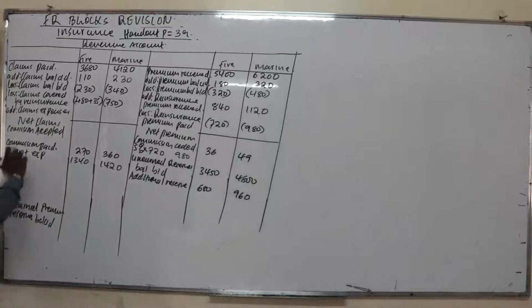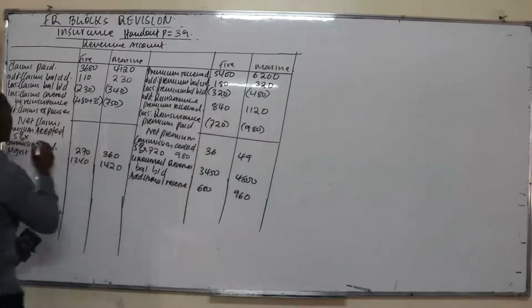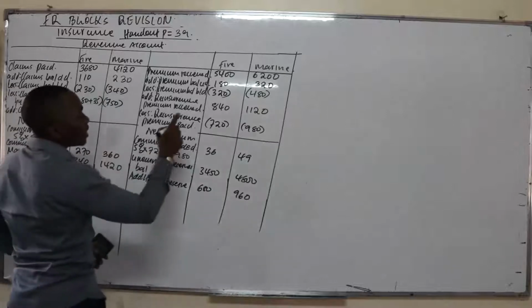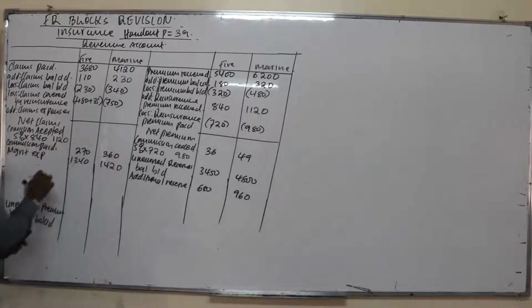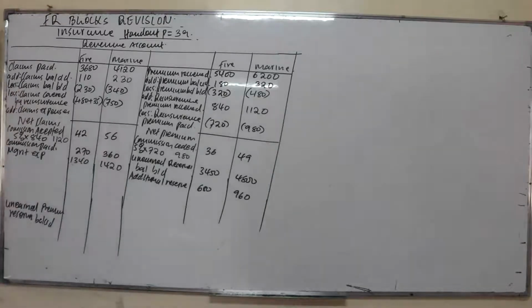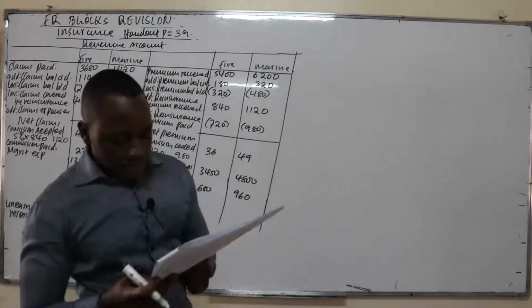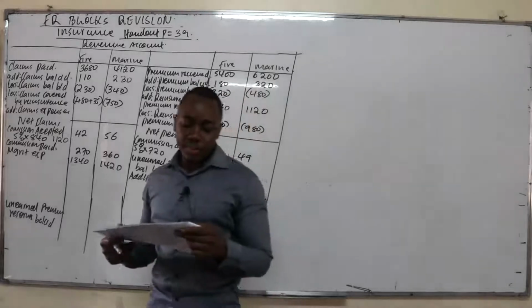Then also for the commission accepted, you take 5%. Commission accepted is an expense based on the proportion of reinsurance premium received. So you take reinsurance premium received. For fire was 840 and for marine was 1120. So here you get 42. And this one you get 56. That was number 5. Let's go to number 6.